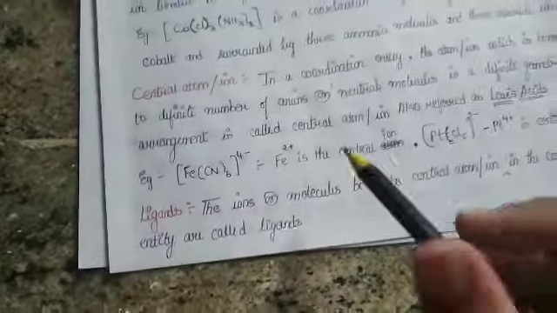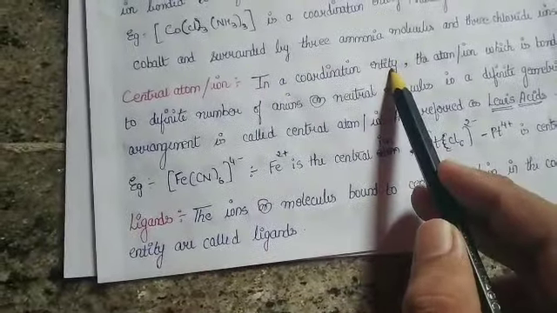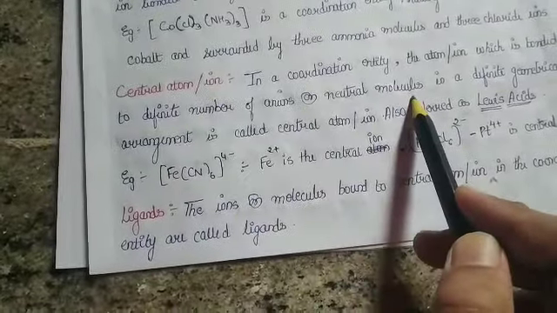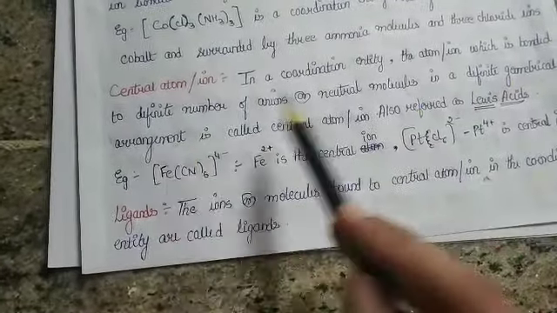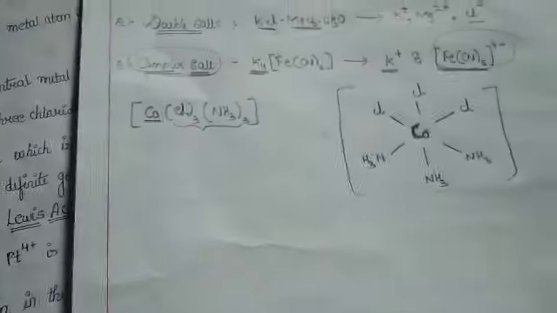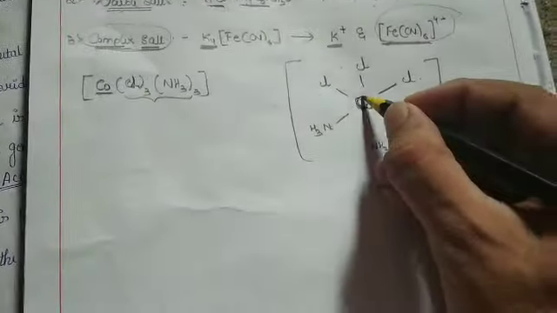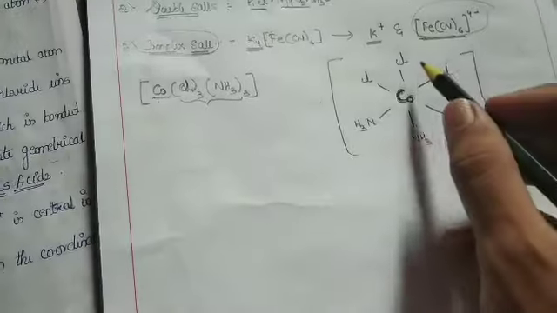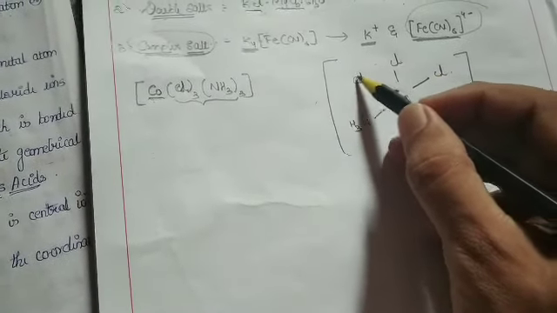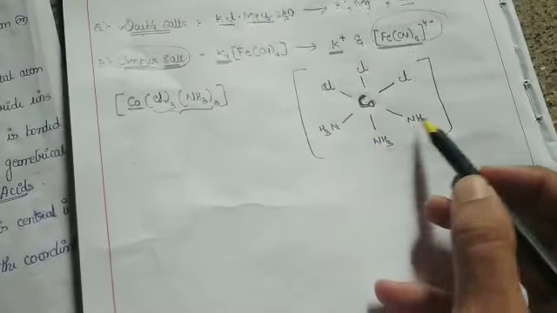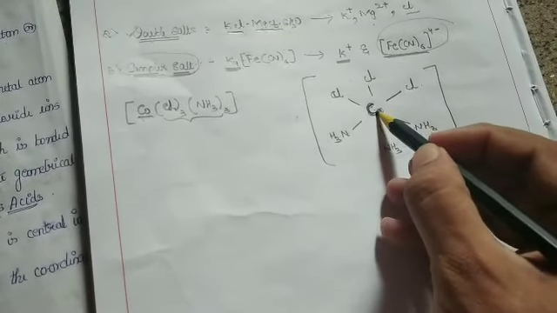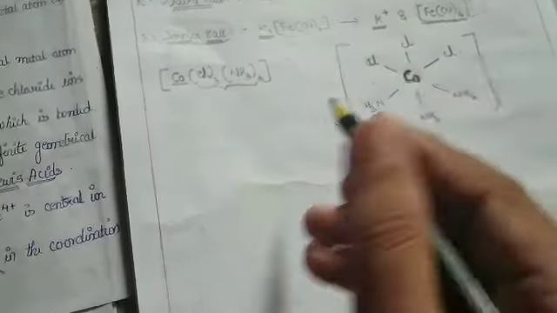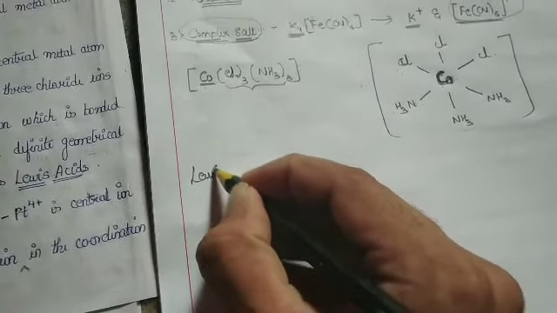Coming to the detailed analysis, what is called a central atom or ion? In a coordination entity, the atom or ion which is bonded to a definite number of anions or neutral molecules in a definite geometrical arrangement is called the central atom. Taking the same example, a metal is bonded with a specific number of anions or neutral molecules. Here chloride is the anion, whereas ammonia is the neutral molecule. So this is called the central atom.